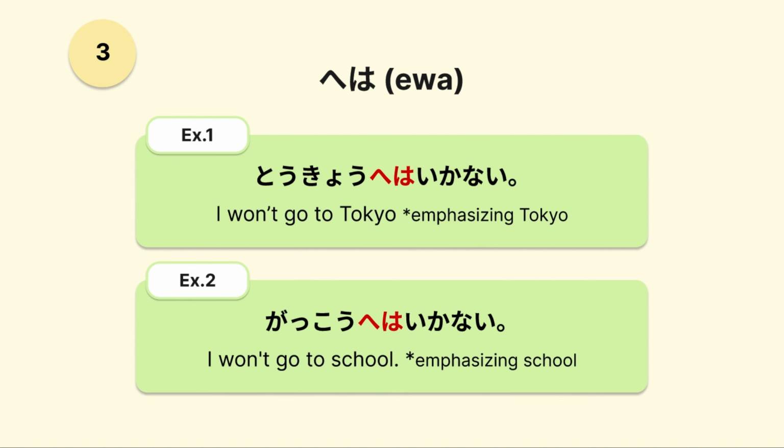For example, 東京へは行かない。I won't go to Tokyo. Here we emphasize Tokyo. I won't go to Tokyo, but I will go to other places maybe. Example 2. 学校へは行かない。I won't go to school. Also, we emphasize school here. I won't go to school, but maybe I will go to other places. Does it make sense?